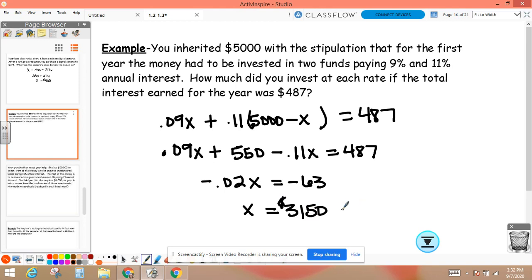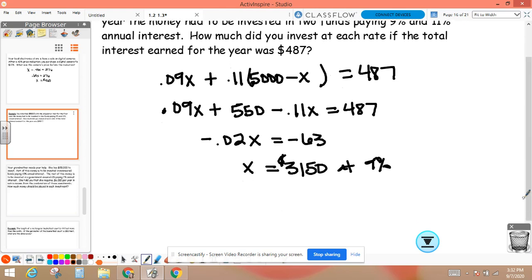All right, so you invested this much at the 9%. And then 5,000 minus that, which is 1850, at the 11%.